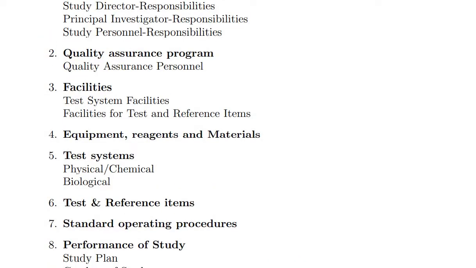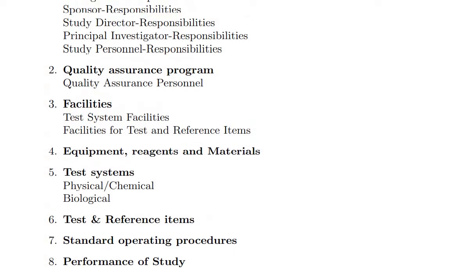After that, quality assurance. In the quality assurance program, mainly quality assurance personnel are maintained. After that, facilities: test system facilities and facilities for test and reference items. After that, equipment, reagents, and materials.